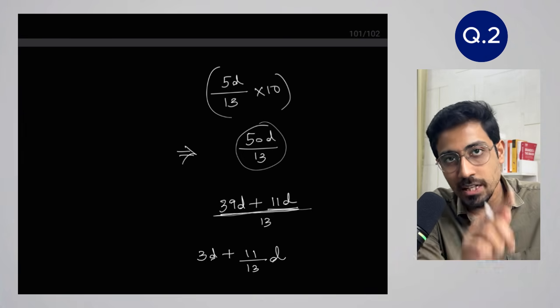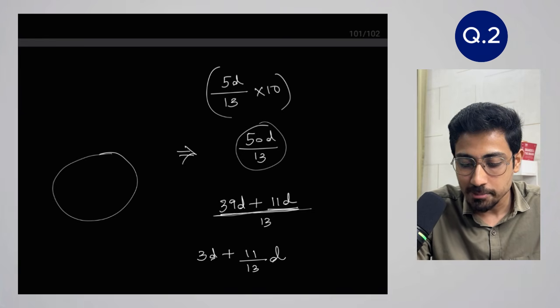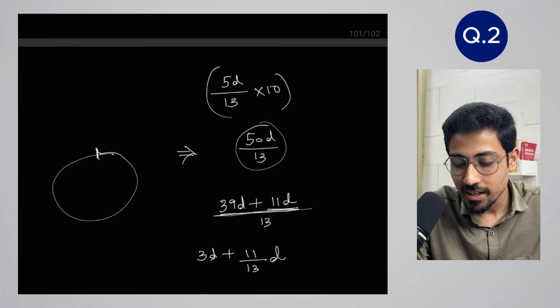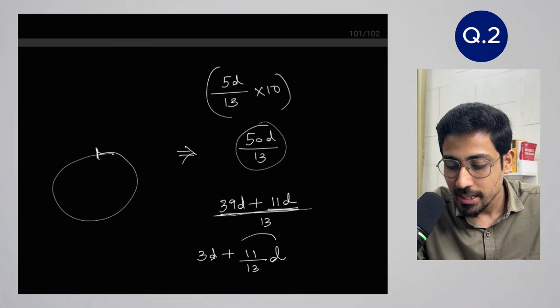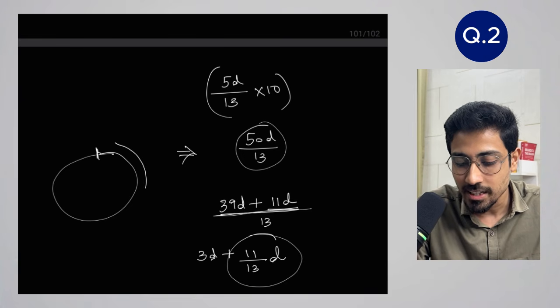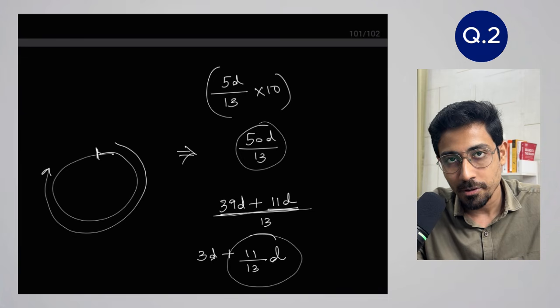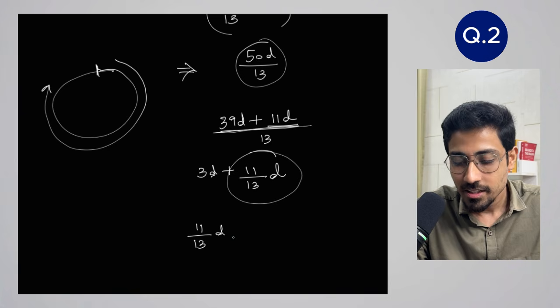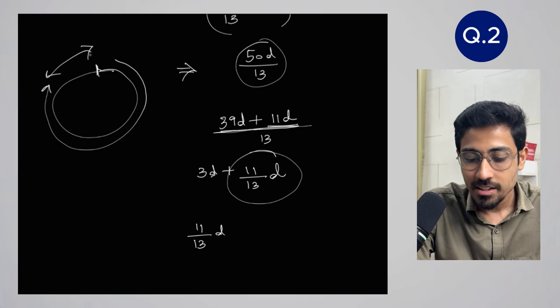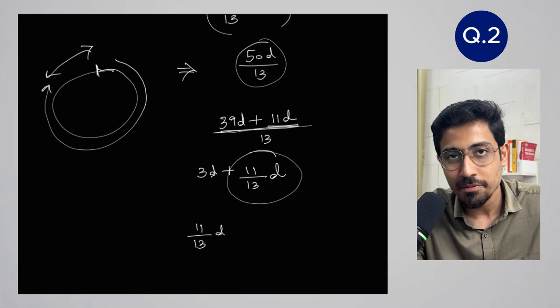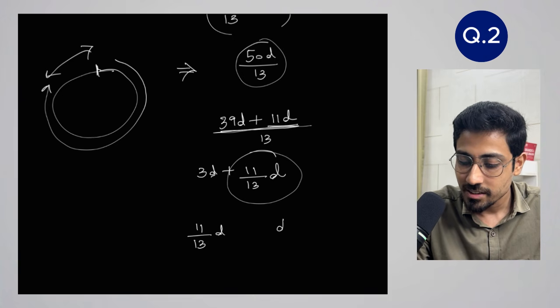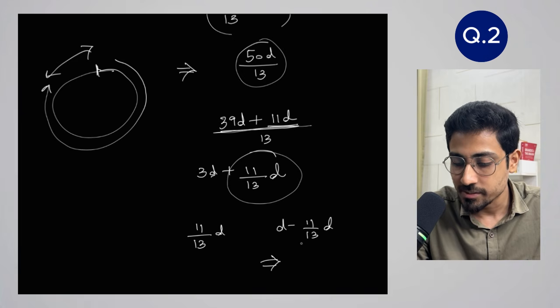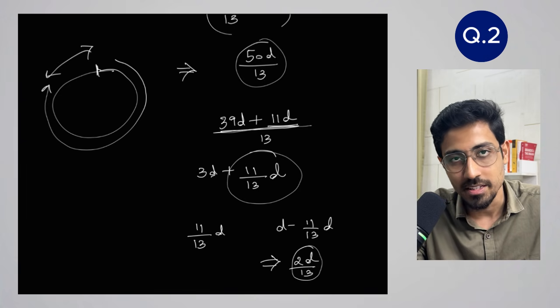So A has covered 3 full laps in this case, and after that, for the 10th meeting point, another 11 by 13 distance he has to cover from the starting point. So 11 by 13d he has covered. How far are they from the starting point? It is nothing but d minus 11 by 13d, and this will be nothing but 2d by 13.